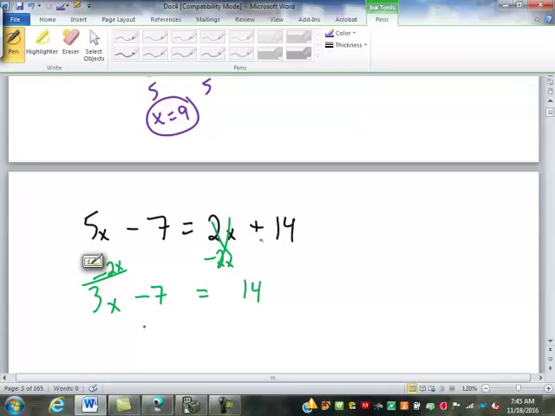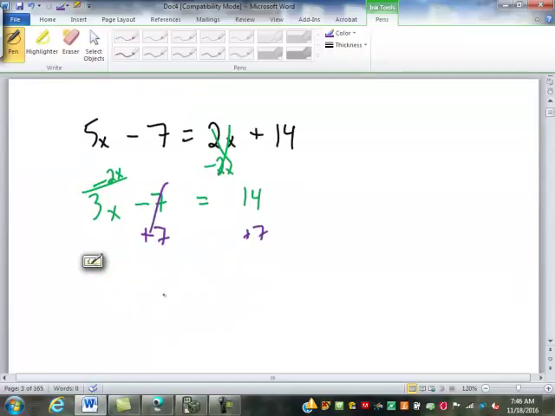Now I solve this just like any other equation. This looks like a lot of the others we've done. First step now is going to be adding 7. So 3x equals 21, and then divide by 3. So x equals 7.